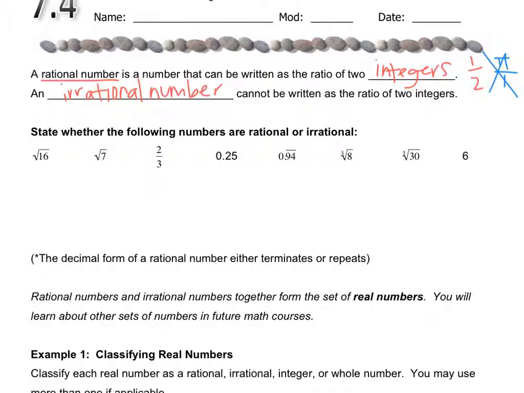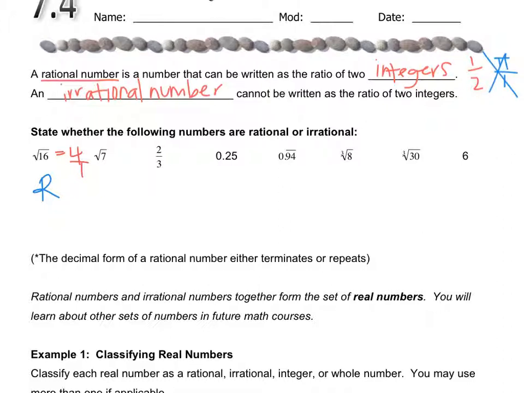So the square root of 16 doesn't really look like an integer right now, but if you calculate it, hopefully you know that the square root of 16 is 4. And since 4 could be written like a fraction, right, 4/1, then we're going to write rational. I'm just going to put an R for rational.